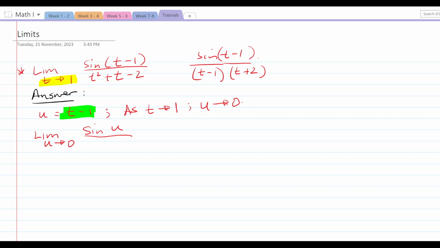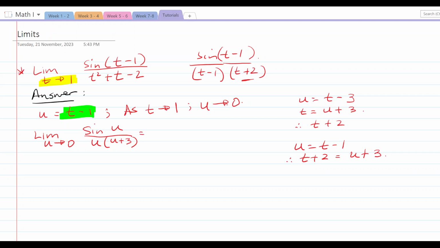So the t minus 1 will become u, and therefore, okay, if u equals t minus 1, then t plus 2 is equivalent to u plus 3. The question mentioned t plus 2, so it is equivalent to u plus 3. So in this case u will be multiplied with u plus 3, like so.